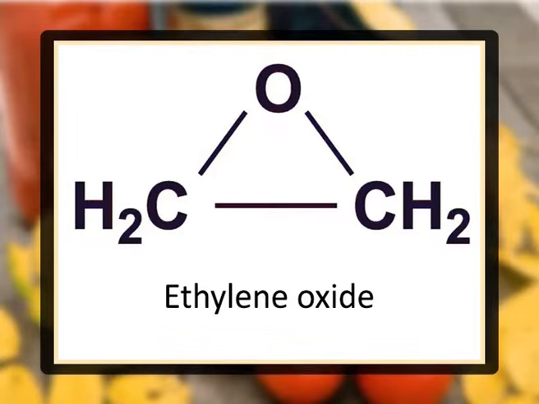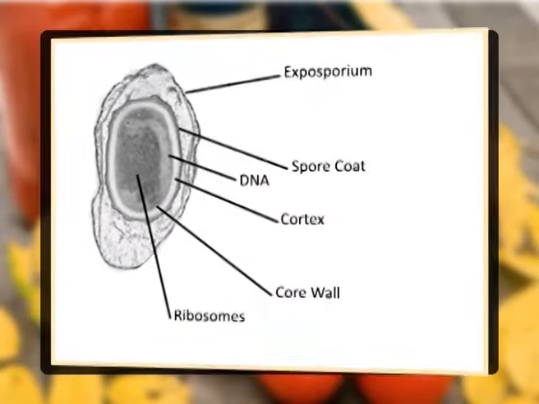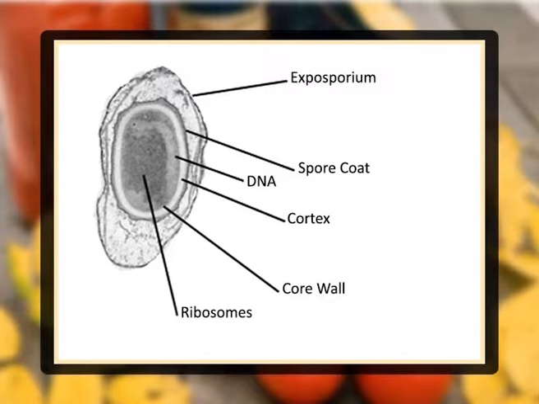Ethylene oxide is an alkylating agent. Ethylene oxide appears to affect endospores by alkylation of guanine and adenine components of the spore DNA. It's also used as a gaseous sterilant for the flexible and semi-rigid containers for packaging aseptically processed food.